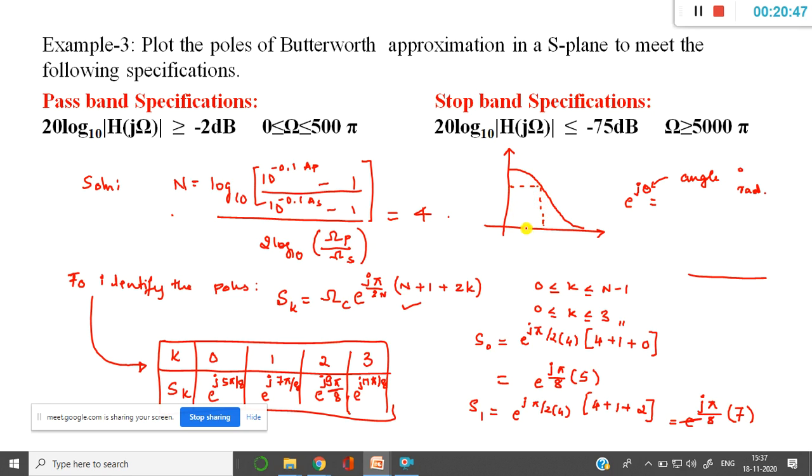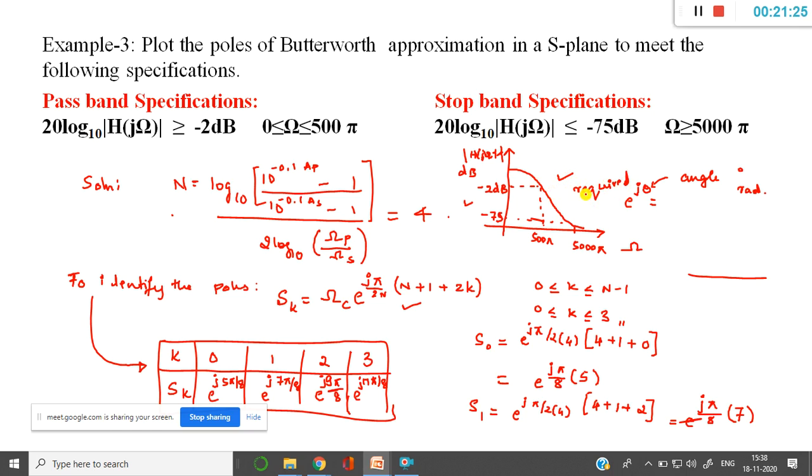Where my passband frequency omega p was at 500 pi radians, and the stopband frequency was at 5000 pi radians, and its corresponding value is minus 75 dB, and here the attenuation for passband was minus 2 dB. Okay, so this is the magnitude of H of j omega in terms of dB. So this is my frequency axis for this output.